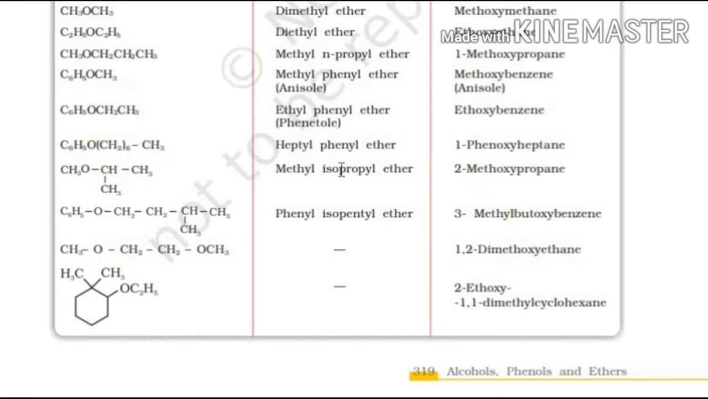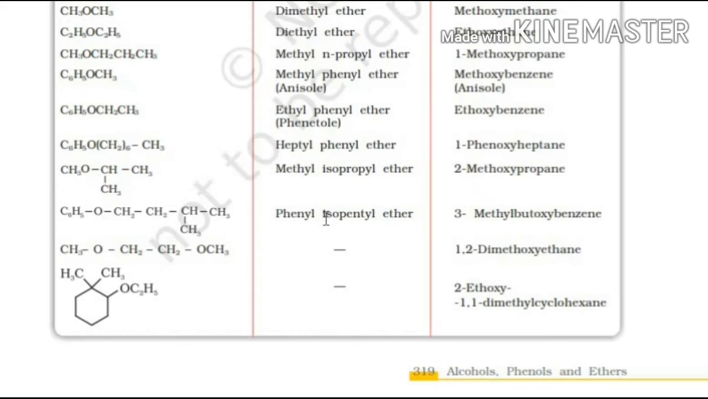We will see P of propyl. So if we compare propyl and methyl, leaving iso, methyl comes first in alphabetical order, so you write methyl isopropyl ether. Next, this chain is isopentyl, because from the free end if there is a CH3 group, then this is known as iso. There are 5 carbon atoms, so this is isopentyl, and this is phenyl.